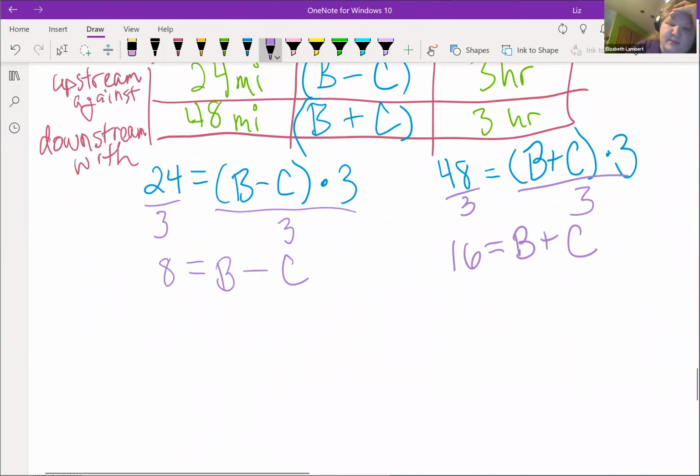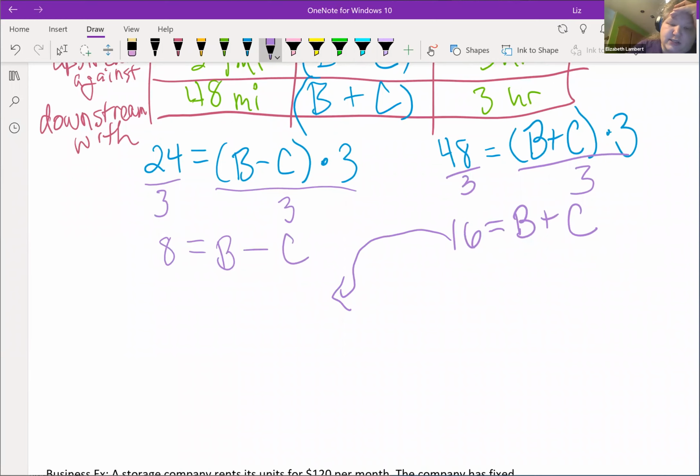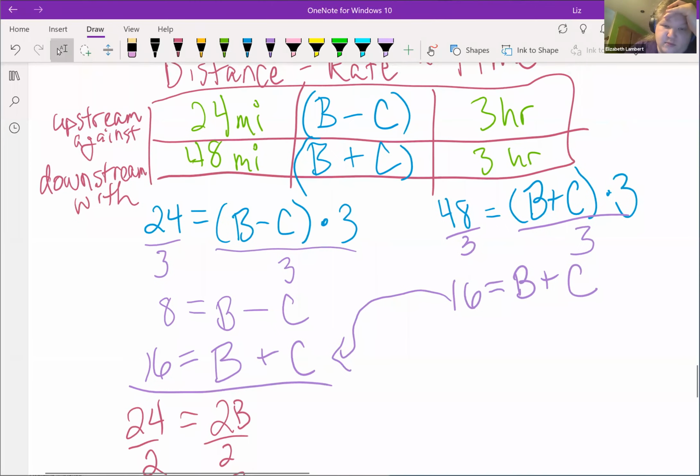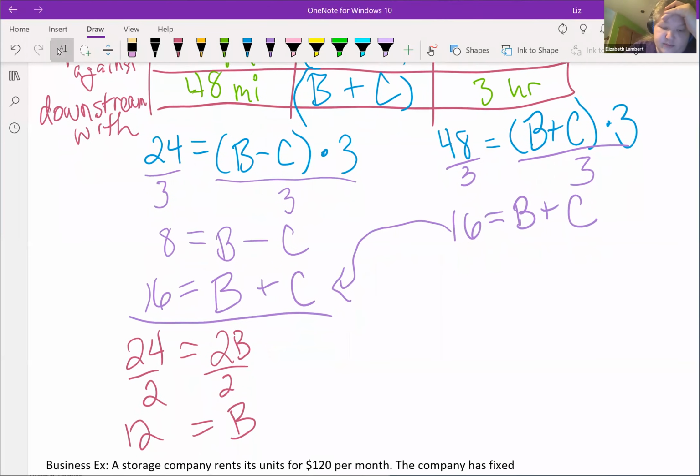And now let me take this over here. Hey, look at that. What do you know? The C's are already set to cancel. So 2B is going to be 24. So 1B is 12. 12 miles per hour. So the boat speed is 12 miles per hour. That's why I like to use not X and Y.